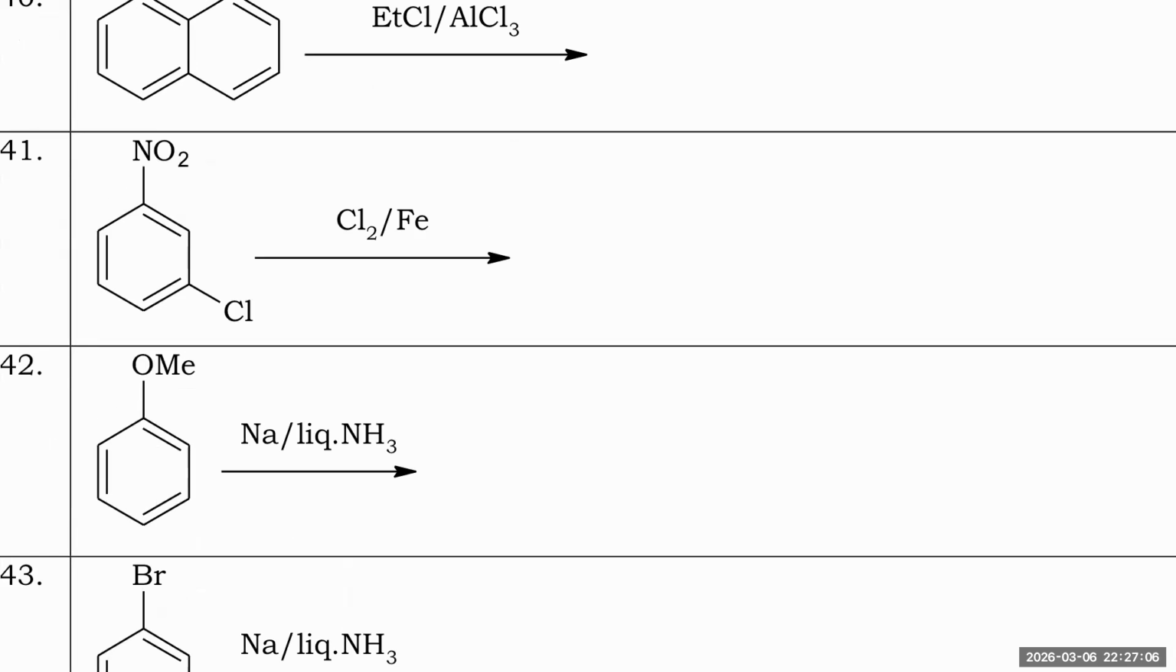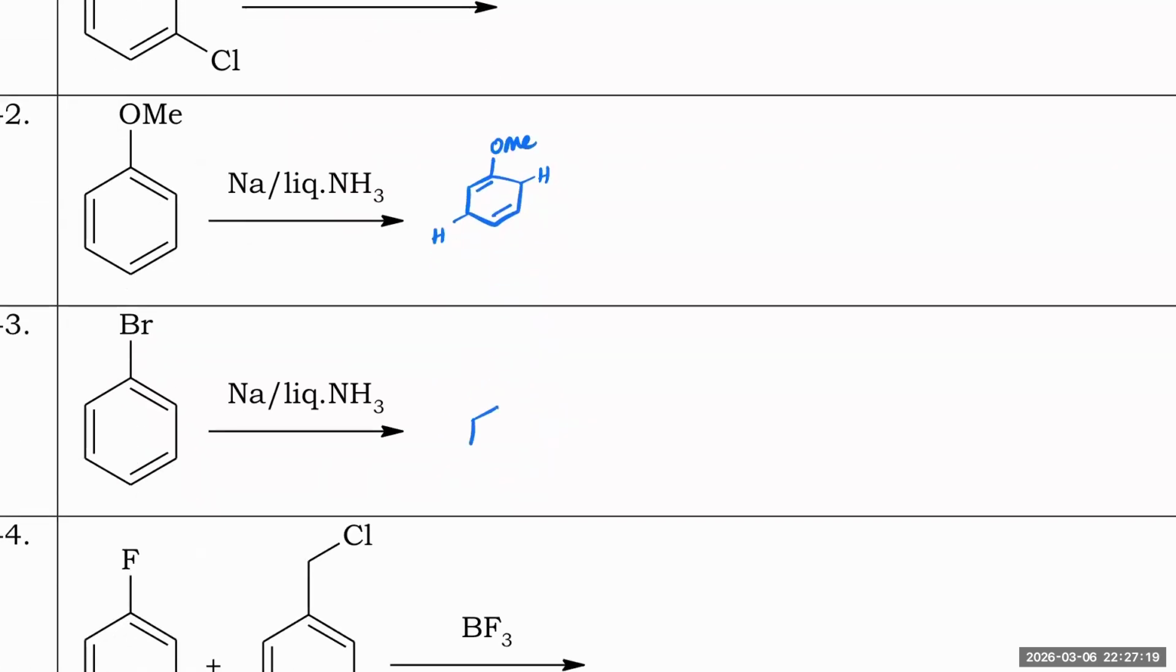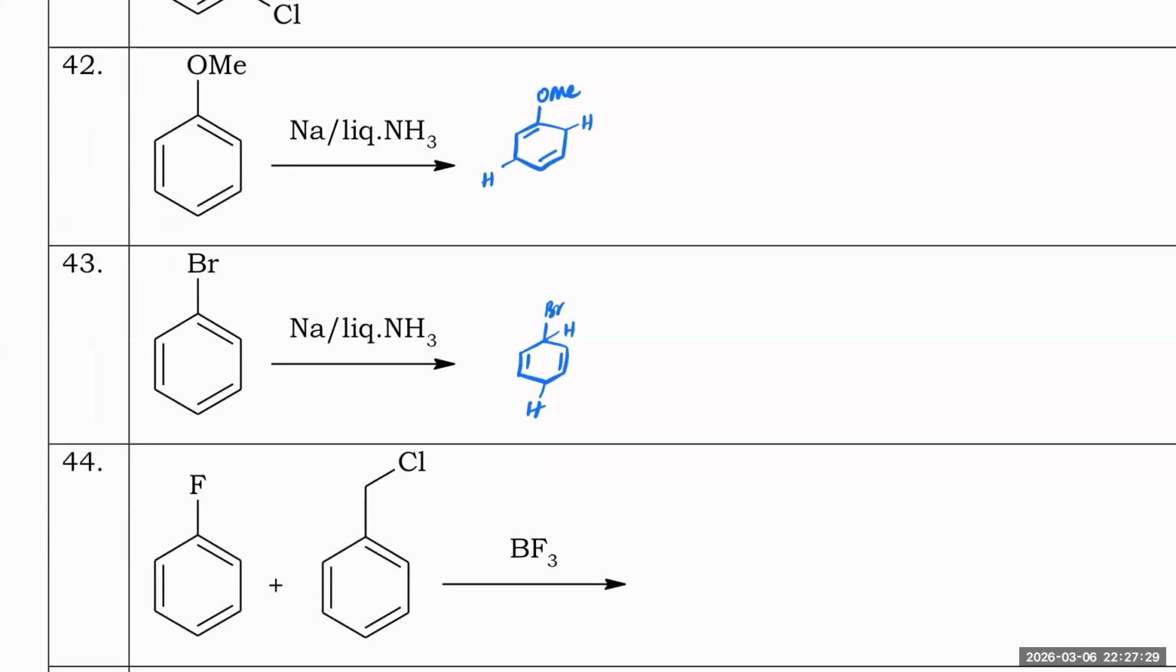These three, in fact, this one we have already discussed. So here, Birch reduction, OMe with double bond with H and H because it is a donating group, and bromine, which is a withdrawing group. So Birch reduction will make the double bond here. Sorry, double bond here and here. H and H addition happens here. This is the donating and withdrawing group.